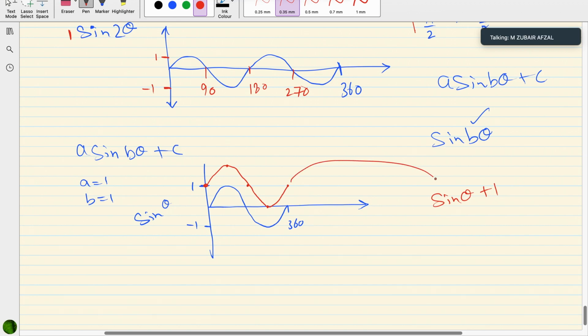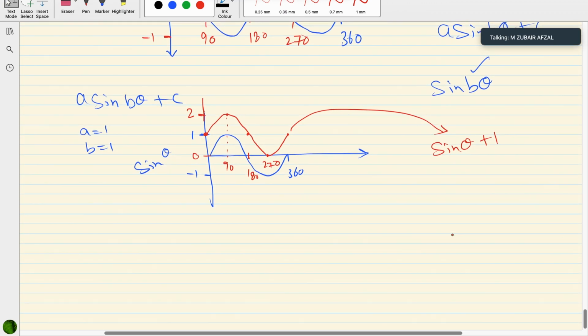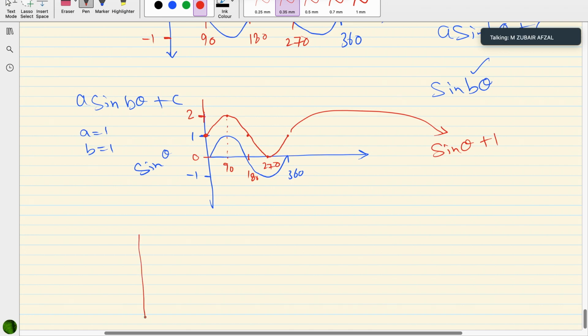This is your new sketch. This is sine theta plus 1, and do not forget to label. This becomes 2, this is 1, that was 0, 360 is at its place, and this is exactly about 180, and this point is about 90 and 270. So this is C. If you add something, it moves up. If you subtract something, it moves down. Now there's a strategy. We have two options. One is we move the curve upwards, or we move this x-axis downwards.